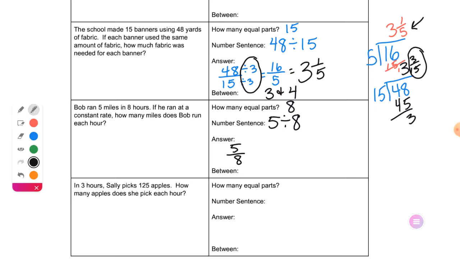Is it in simplest form? Yes. So we don't have any other work to do. 5 divided by 8 is 5/8. We are done with this problem besides our answer sentence and telling what it's between.